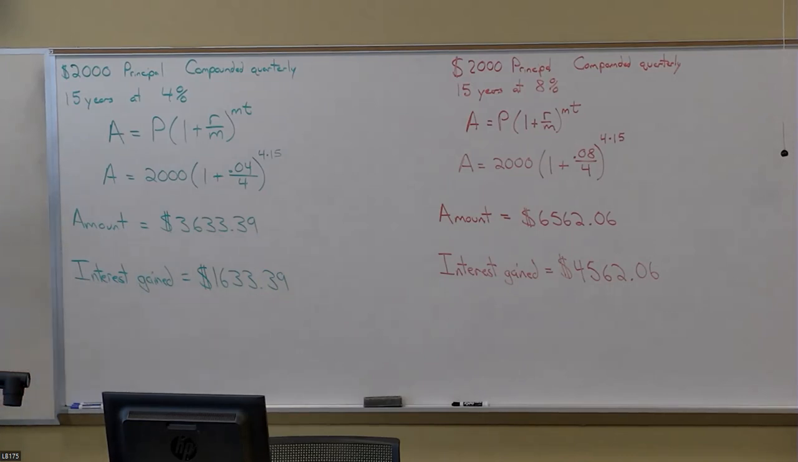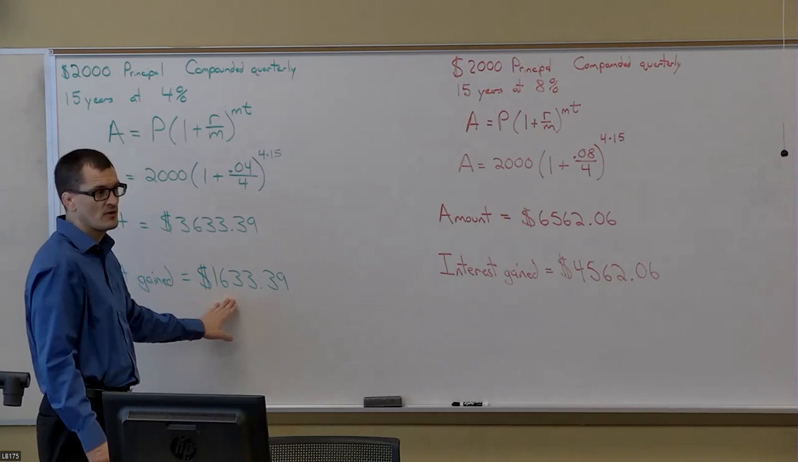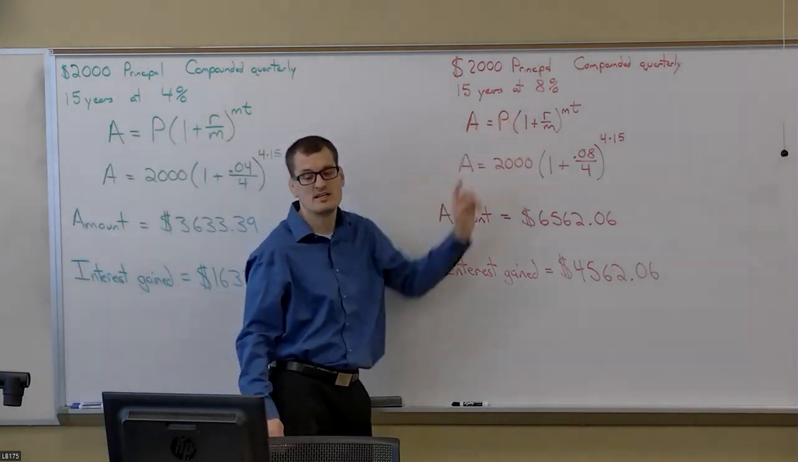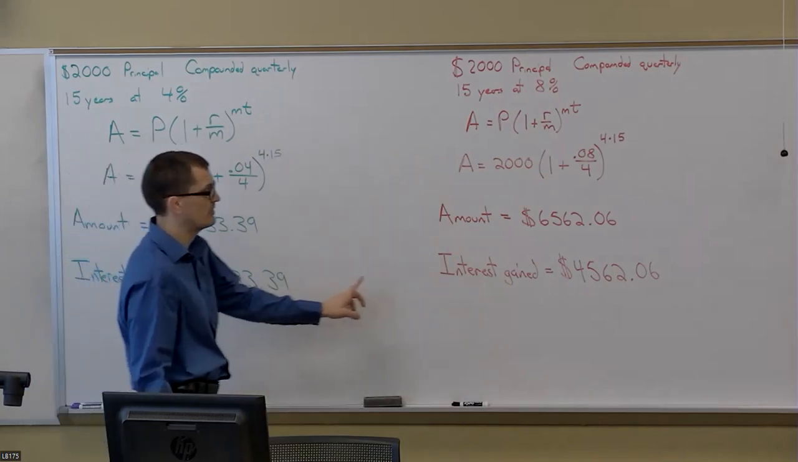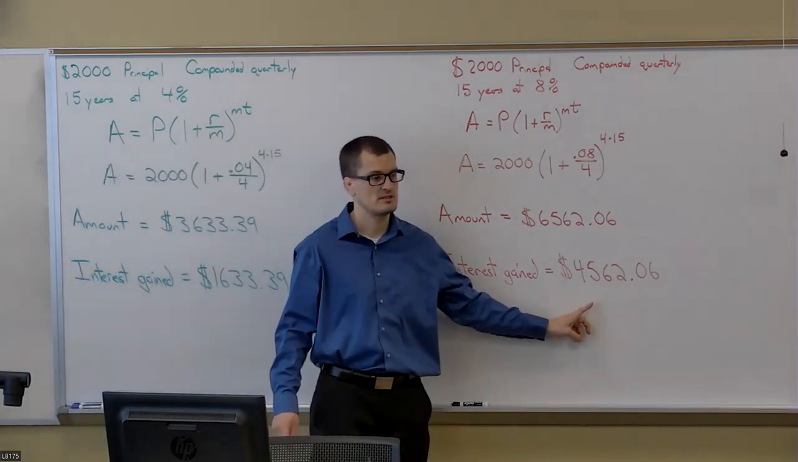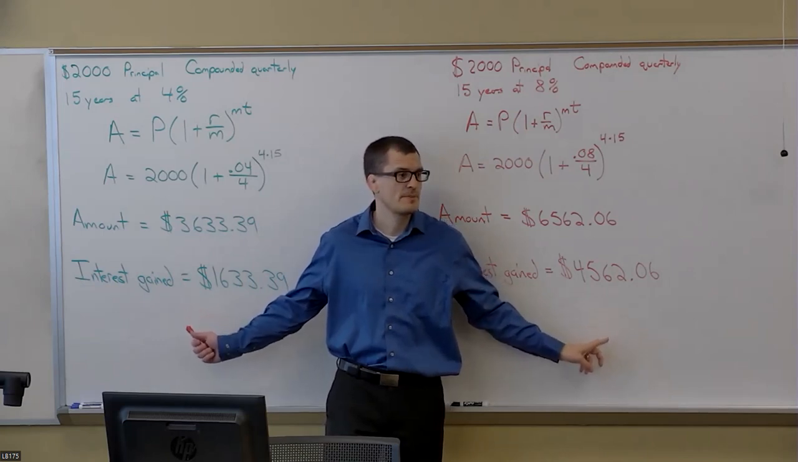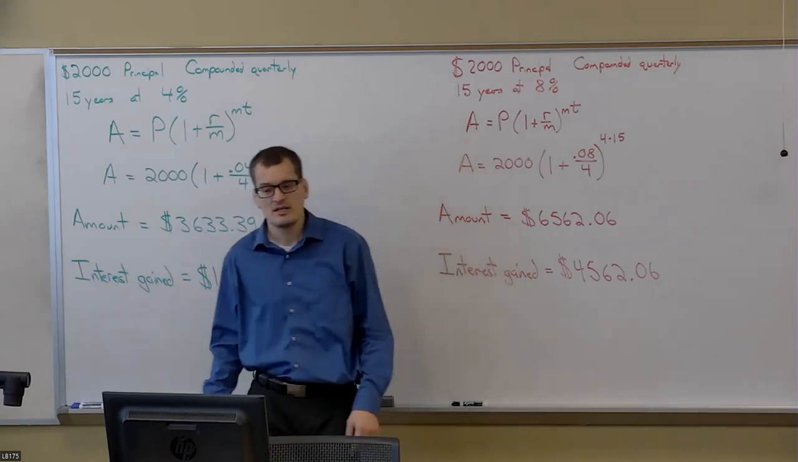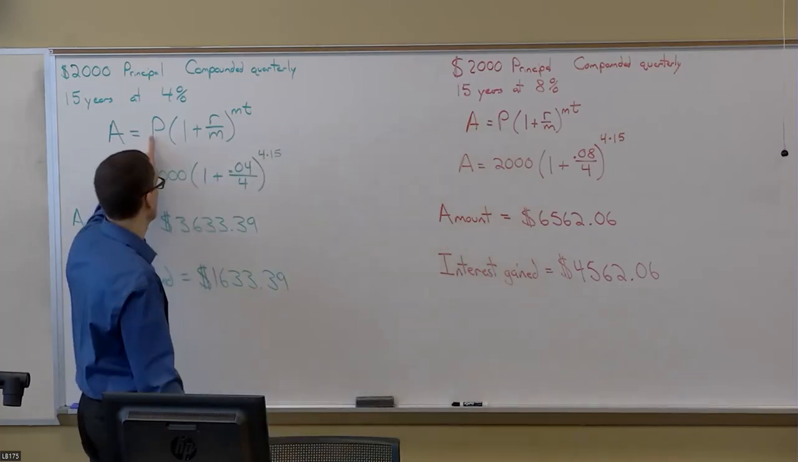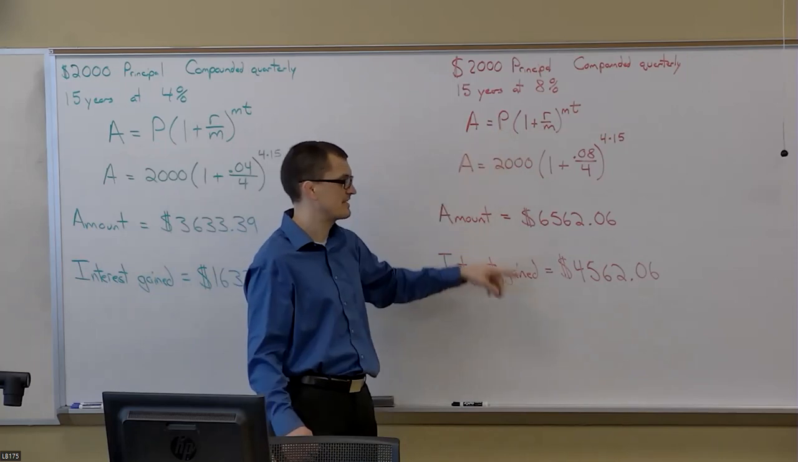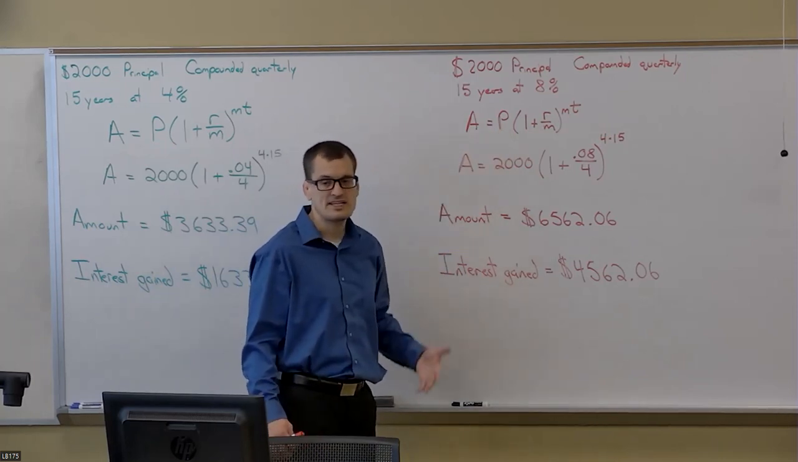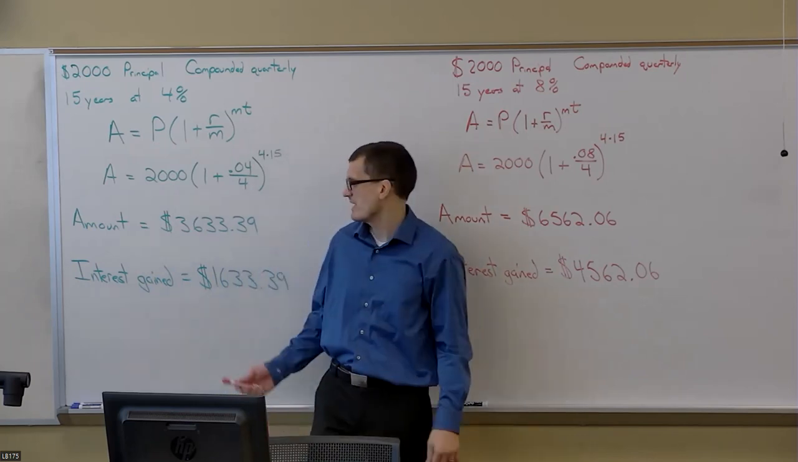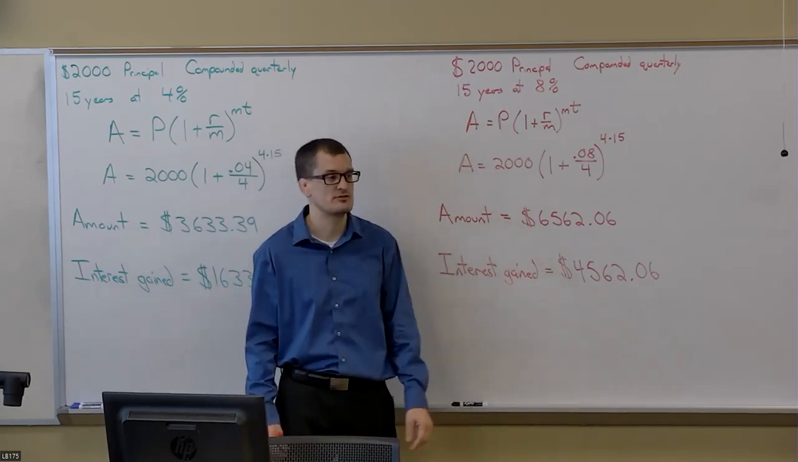Notice the difference here. Look at the interest gain. While we doubled our rate, the interest gain was much more than double. Everybody see that? Last time we were in here, we saw that if we doubled our principal, it was exactly double the interest gain. But here, doubling the rate actually more than doubles your interest gain.